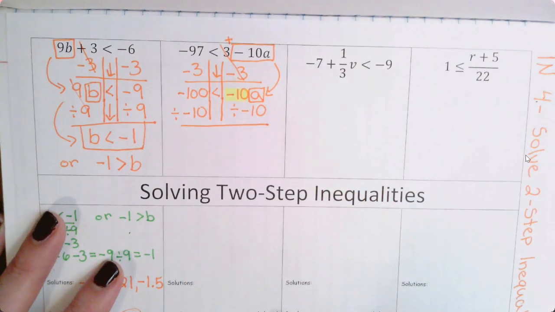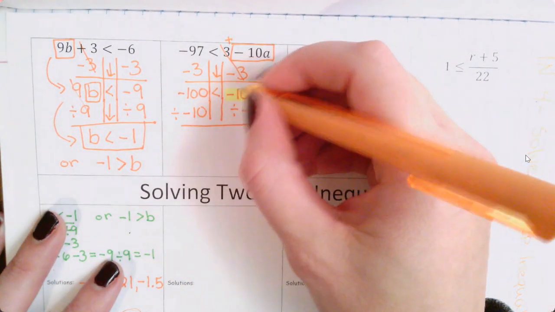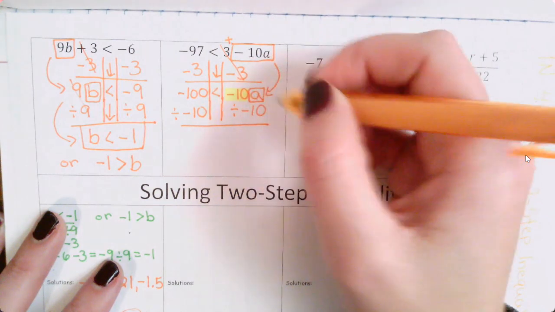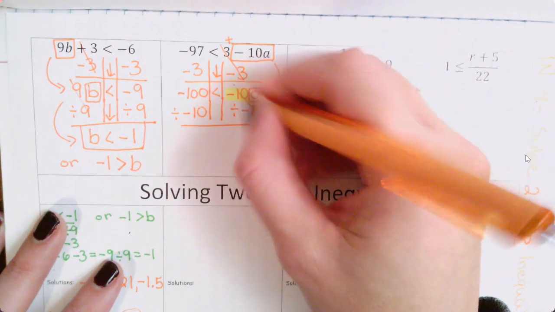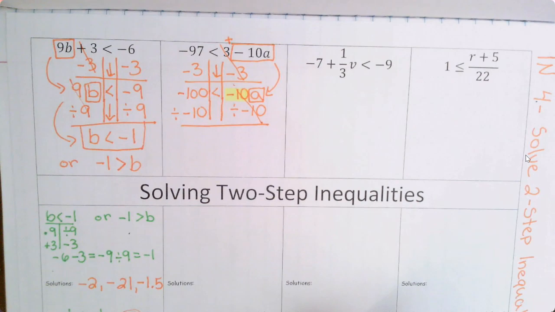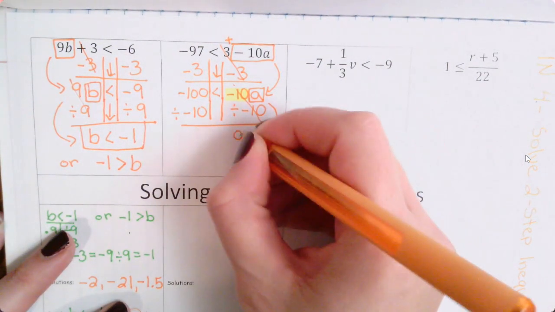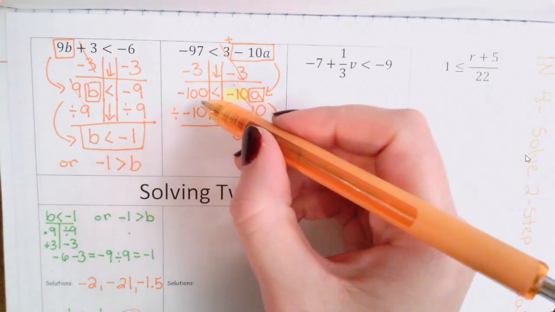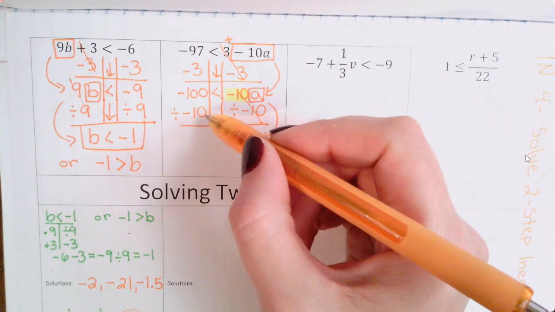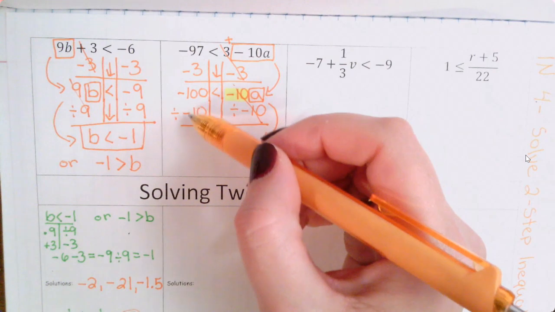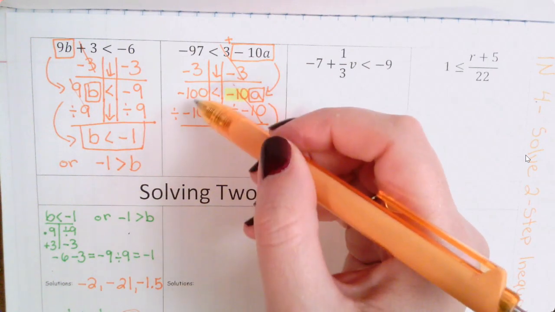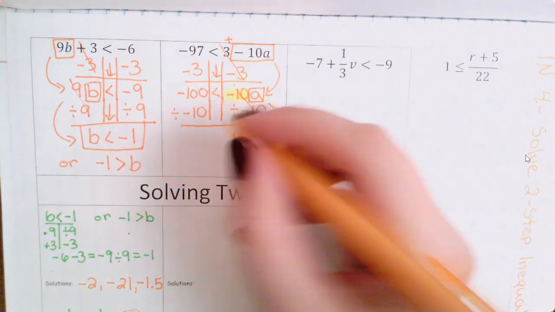So on the right-hand side, my negative 10, or times negative 10, it was being multiplied by the variable, divided by negative 10 would cancel. So I would just be left with my a on this side. And on the left-hand side, negative 100 divided by negative 10, well, a negative divided by a negative would be a positive. So I can just think of it as 100 divided by 10, which I know is 10.